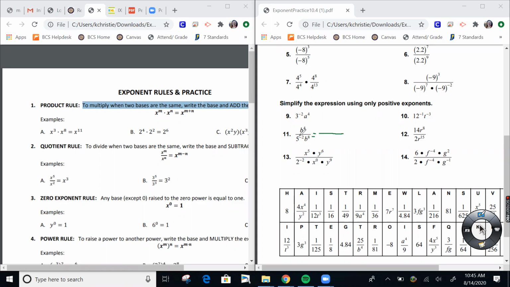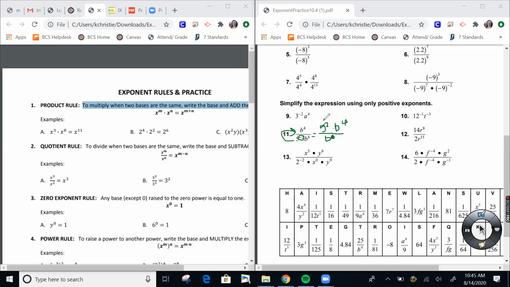So the first thing that I notice is I have a negative exponent. So that means that I just have to move it to the top. And that gets rid of the negative on the exponent. So I'm going to have 5 to the second times b to the 4th in my numerator. And then I still have that b to the 8th in the denominator.